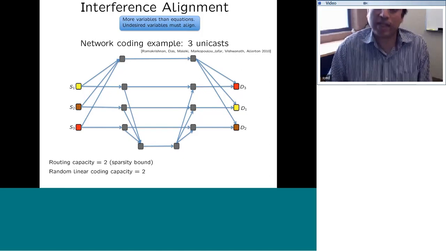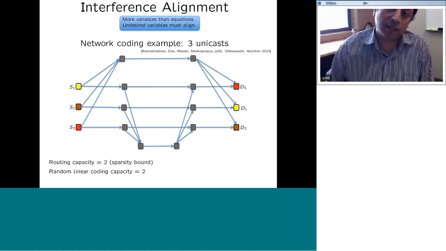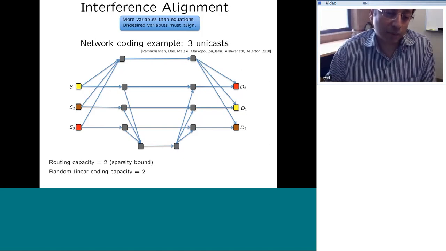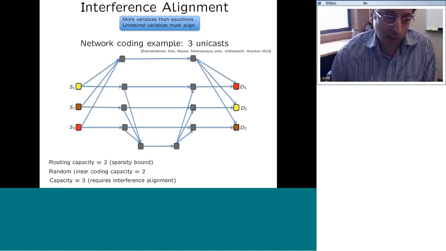But what is the capacity of this network? When I say capacity, notice I'm not talking about just linear capacity. You can do whatever you want, linear, nonlinear operations, arbitrary kind of complexity. But the solution will turn out to be very simple, and the solution is that the capacity is 3, and it requires interference alignment. So let's see how it works.